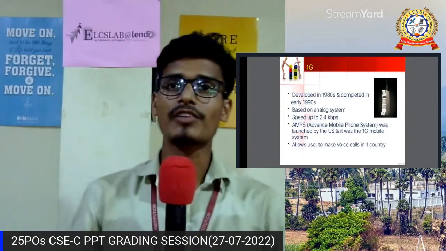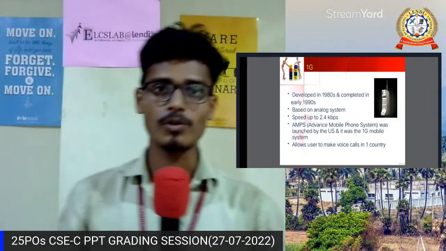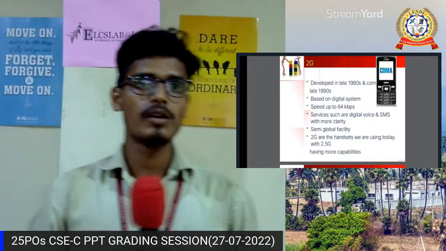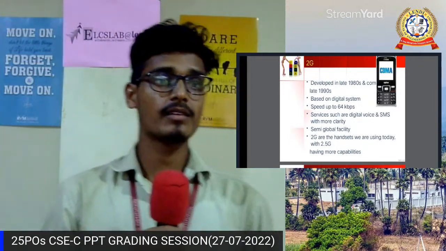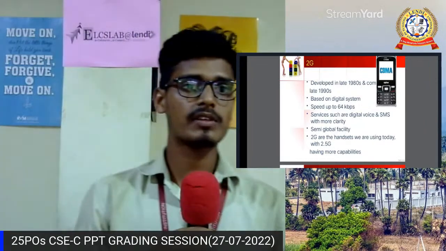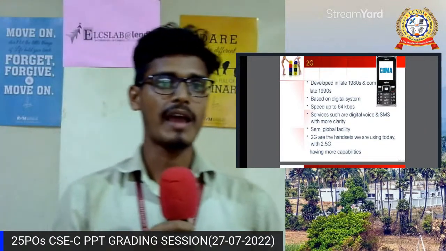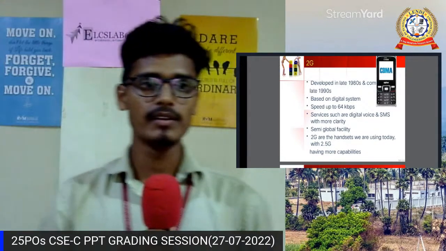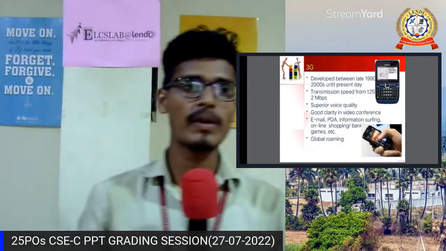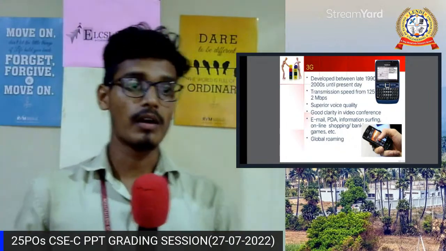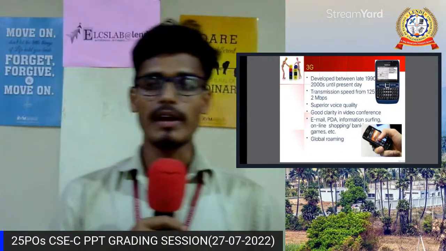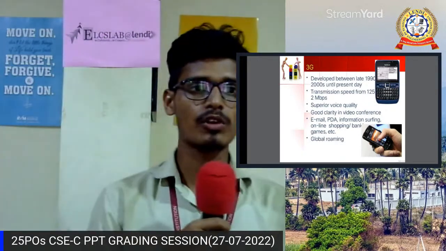Allows us to make calls only in one country. And next, going to 2G, developed in the 1980s and completed in the 1990s, based on digital systems, with services such as digital voice and SMS with more clarity. It had more capabilities. And later 3G, third generation, developed between the 1990s and 2000s.